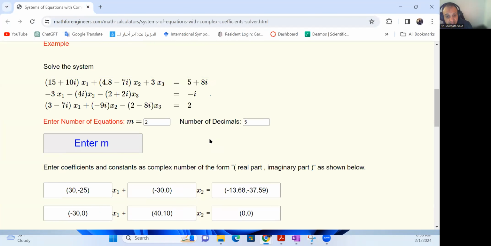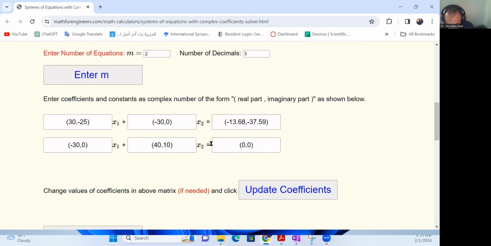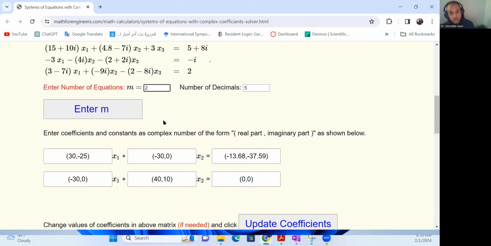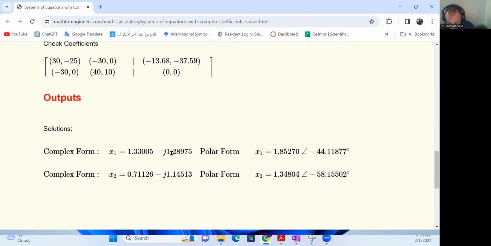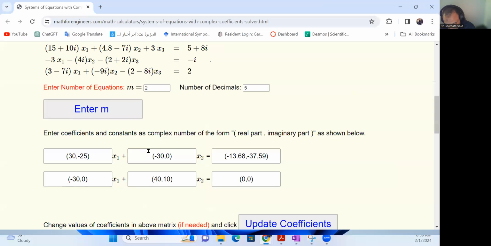It is basically the online calculator, the complex number linear system equation solver. In this case, we have two equations and two unknowns, so we write two here. And here is the number of decimal places you want in the output. If we write 5, it gives you the complex number with a precision of 5 decimal places, which is good. You can, of course, make it 2 or 3, whatever you like. Let's make it 3 in our case here.